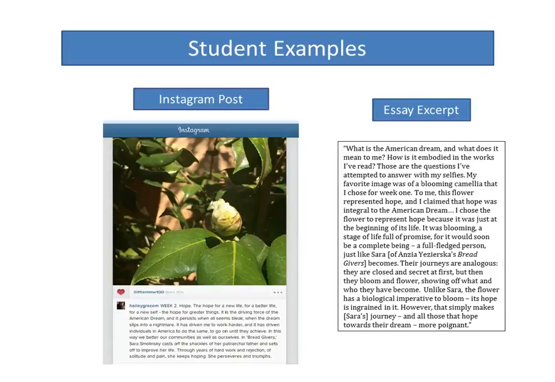I chose the flower to represent hope because it was just at the beginning of its life. It was blooming, a stage of life full of promise, for it would soon be a complete being, a full-fledged person, just like Sarah of Anzia Yezierska's Bread Givers becomes. Their journeys are analogous. They are closed and secret at first, but then they bloom and flower, showing off what and who they have become. Unlike Sarah, the flower has a biological imperative to bloom. Its hope is ingrained in it. However, that simply makes Sarah's journey and all those that hope towards their dream more poignant.